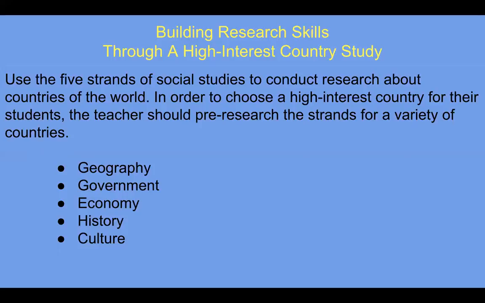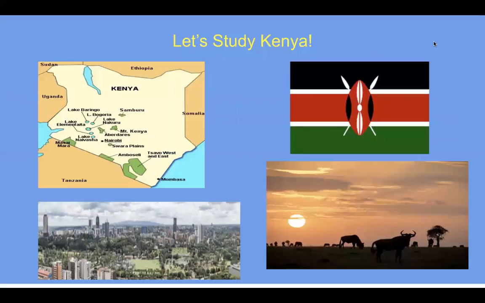What is the geography of a place and the impact of the geography on the people who live there? What is the purpose of a government? What are the types of government? What is an economy? Why is the economy important? What is the history of the nation and what is the impact of this history on its peoples? And finally, what is the culture of a nation and all of its components? Let's study Kenya, but why?